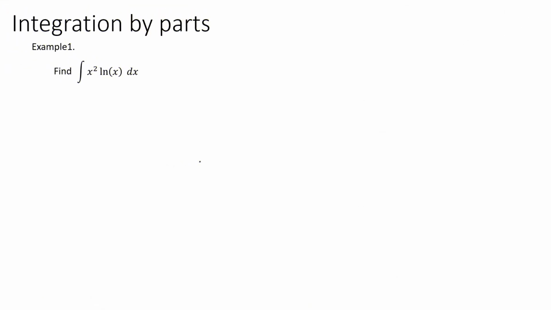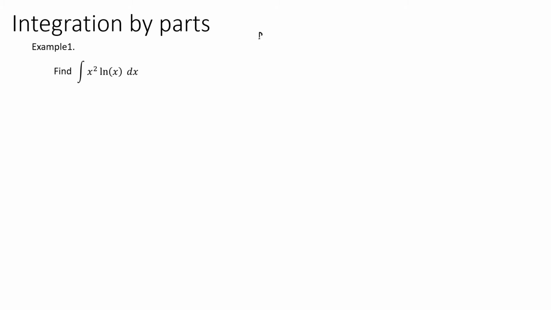It says find the integral of x squared times ln of x dx. As you can see, those are two things that are getting multiplied, x squared and ln of x. Our thought process should be try to use u-substitution, and if it doesn't work out, we have integration by parts to try. So we could see that u-substitution wouldn't work in this case. So we're going to try to use integration by parts.